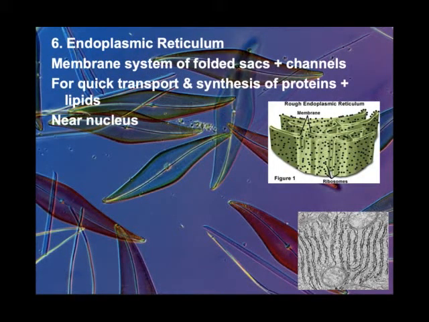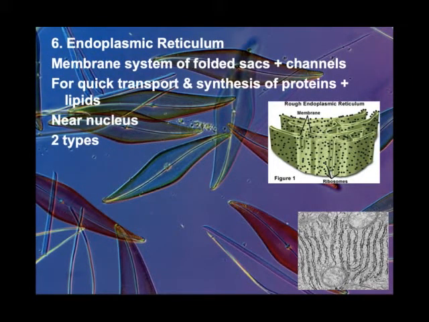It's usually found near the nucleus because remember the ribosomes come out of the nucleus and the endoplasmic reticulum has to be close by so that they can get attached on there, so that the products of the ribosomes can be quickly moved around the cell.